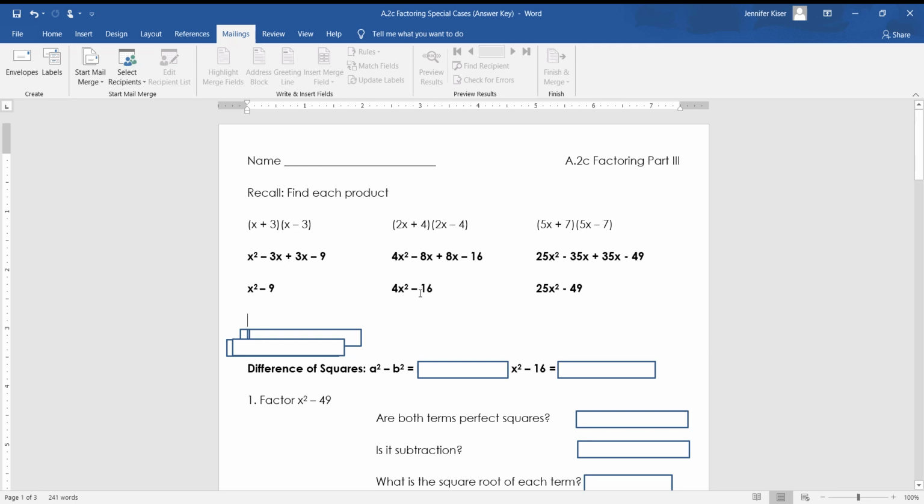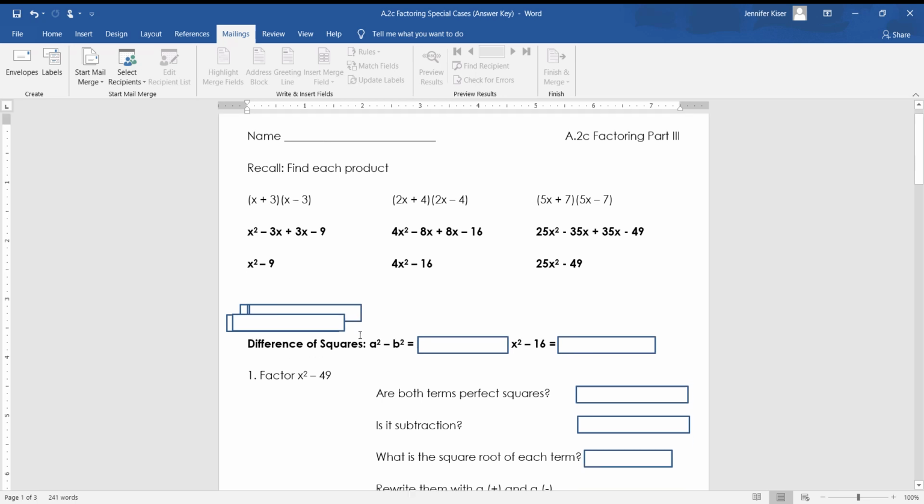So today you're learning how to do that, but the opposite. So you're factoring. You'll be factoring the difference of squares. So pretty much you'll factor what you start with. You can do this as long as both of your terms are perfect squares and you're subtracting.